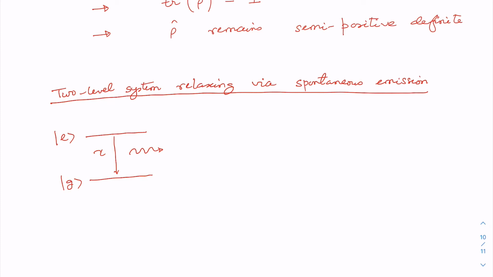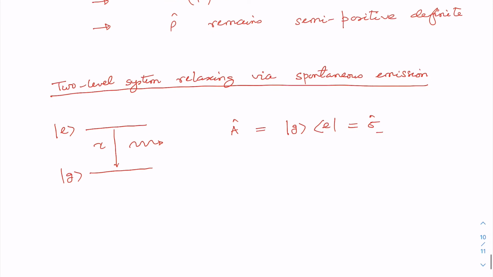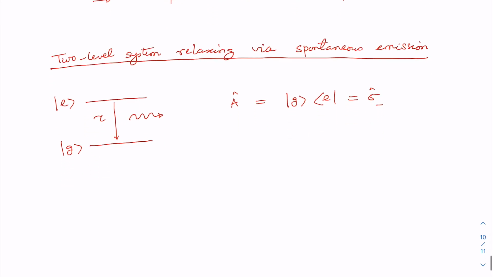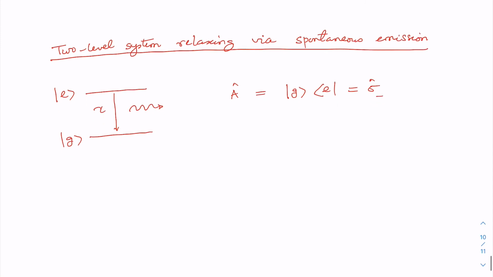In order to apply the master equation, we first need to find out the relaxation operator A. In fact this can be rigorously calculated, but in this case it's very easy to guess. So it would be like this: we are going from the excited state to the ground state. So this is our relaxation operator, basically our sigma minus, the atomic lowering operator. The atom is going from the excited state to the ground state. Let us see whether our guess is correct or not.